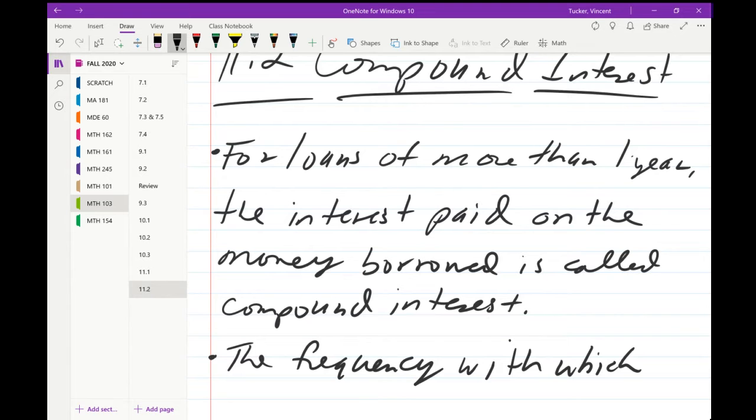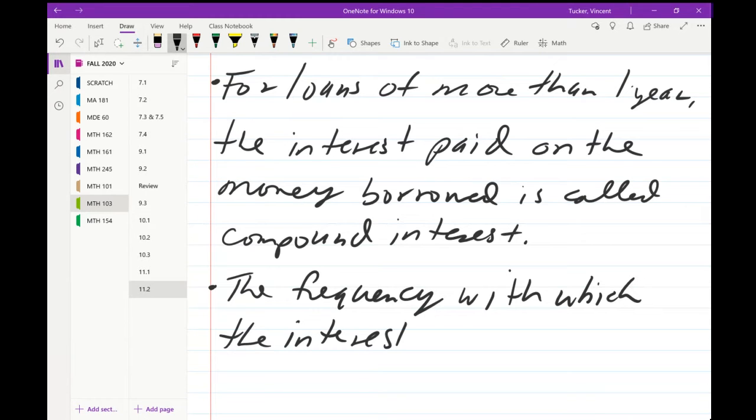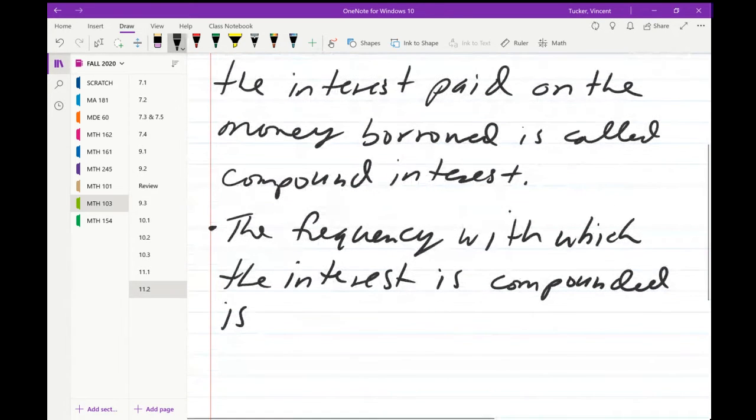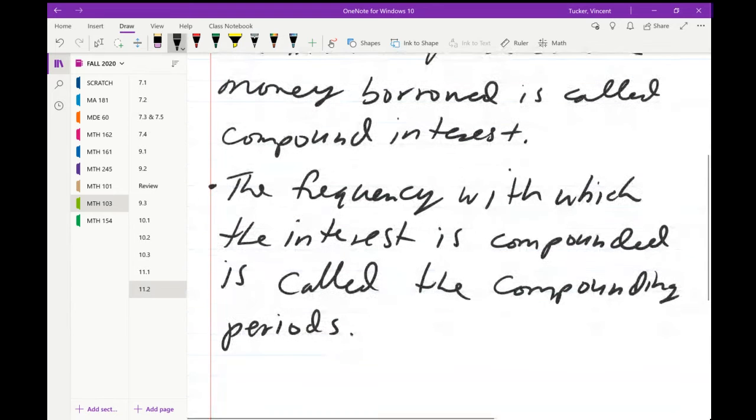All right, so for loans of more than a year, the interest paid on the money borrowed is called compound interest, and the frequency with which the interest is compounded is called the compounding periods.